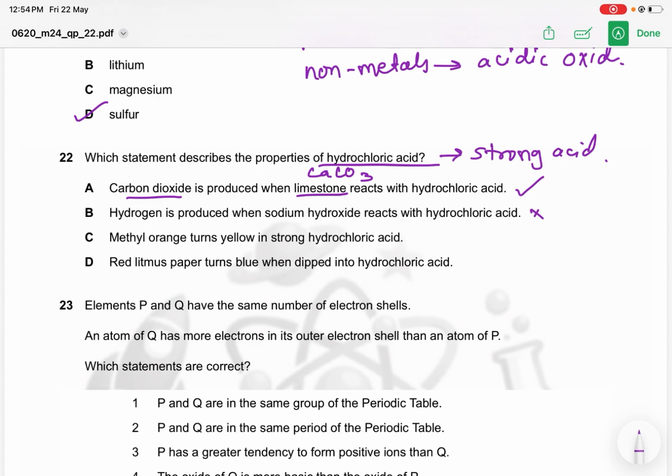Methyl orange turns yellow in strong hydrochloric acid. No, methyl orange turns red in case of acid, so that is wrong. Red litmus paper turns blue when dipped into hydrochloric acid. No, it should be the other way round. Blue litmus should turn red, so even this is wrong. The answer is A.